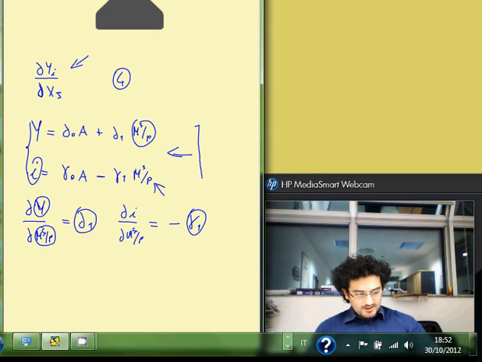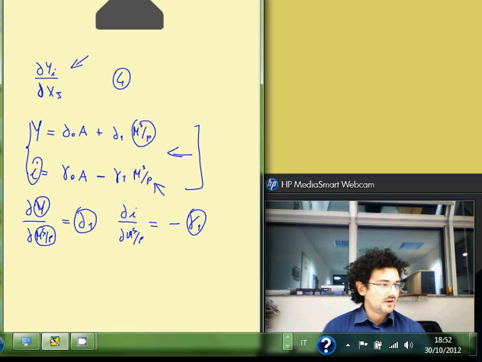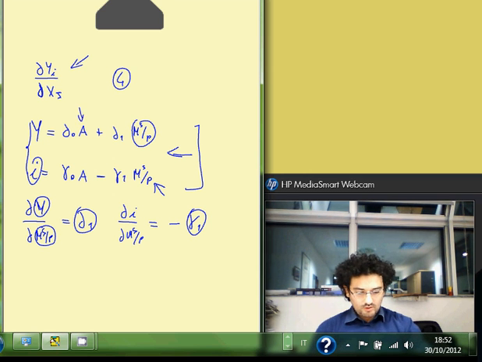This is a reduced form model. Why? Because exogenous variables are on the right and the endogenous variables are all on the left. So each endogenous variable, in this case y and i, is a function of, or depends on, the exogenous variables. In this model it depends on A and on the real money stock, MS divided by P.